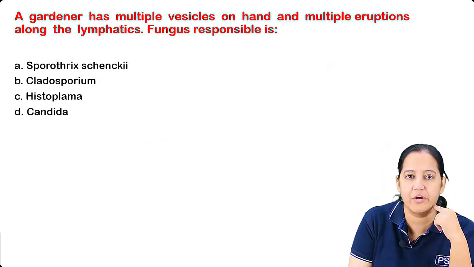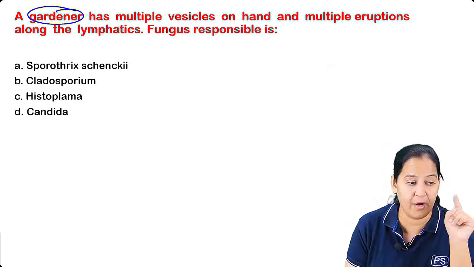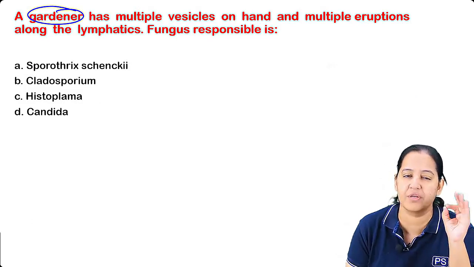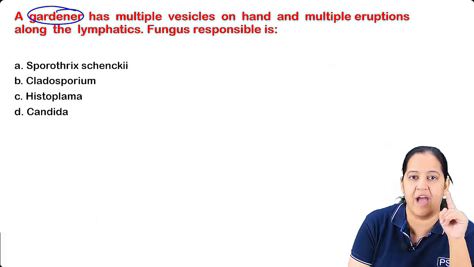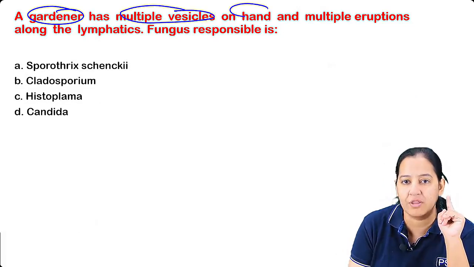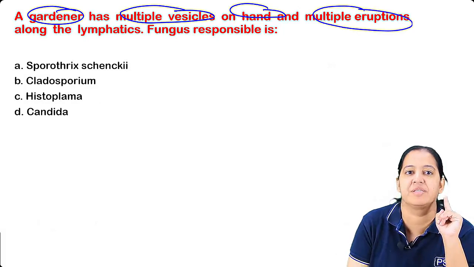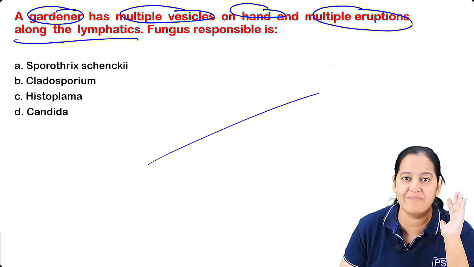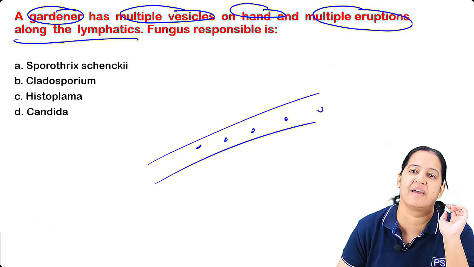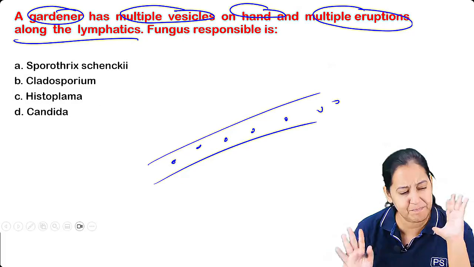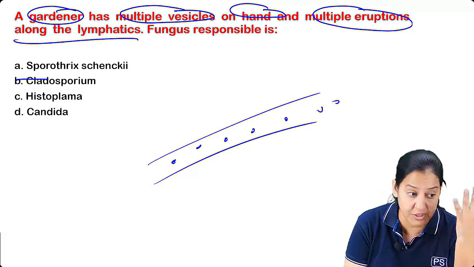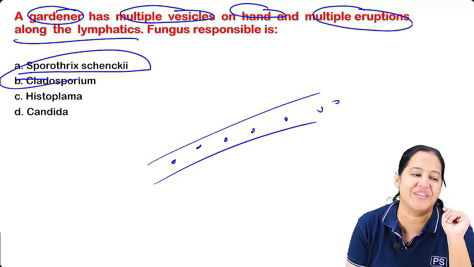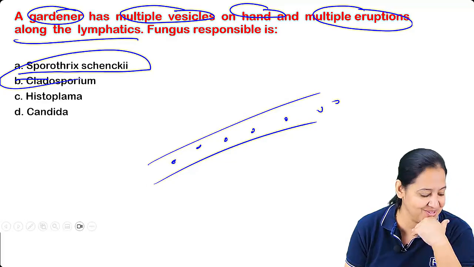Read the question. Chalo, read the theory question. There is a gardener. Chalo, first clue I got: gardener. Whenever a gardener comes in the question, my mind thinks about the thorn prick. So there can be a fungus entering from the thorn prick, having multiple vesicles on the hand and multiple eruptions along the lymphatic. Along the lymphatic, multiple ulcers, multiple vesicles, multiple eruptions. So it's a typical presentation of sporotrichosis. The causative agent is Sporothrix schenckii. So here also the correct answer is it.